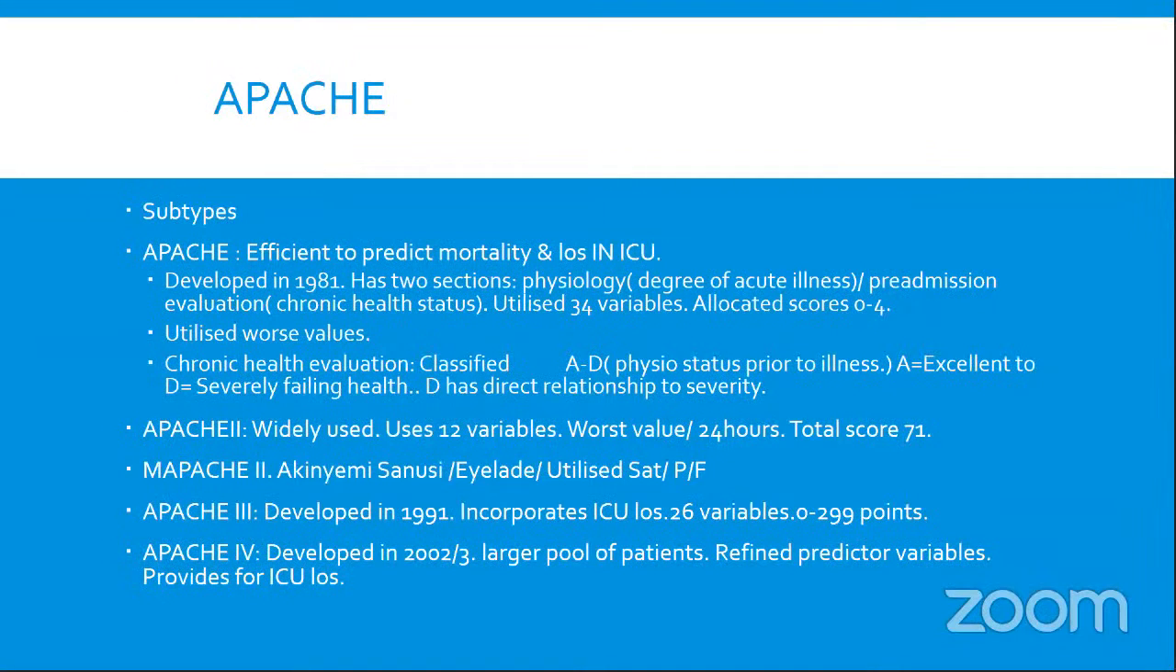APACHE 3 was developed several years later and incorporates length of stay, which is one of the important outcomes required in evaluating patients. There is also APACHE 4. APACHE 4 came around 2002, 2003, and used a larger pool of patients, and it has a much more refined predictive value. It can predict the length of stay. If the patient is likely to stay much longer, it helps in healthcare planning, so that bed is fixed for this patient and turned from an active bed to more like a chronic bed.